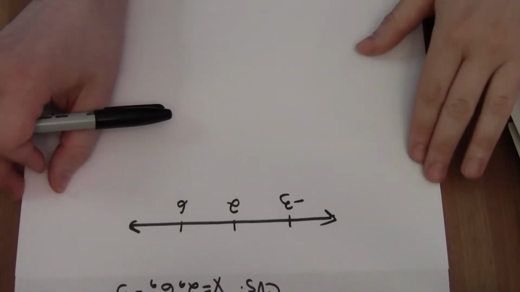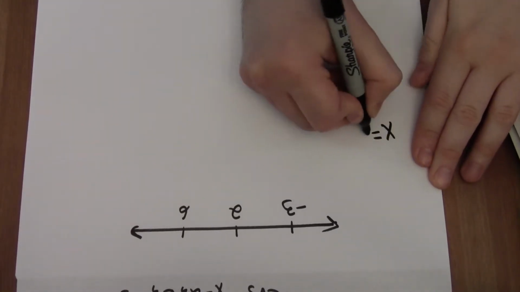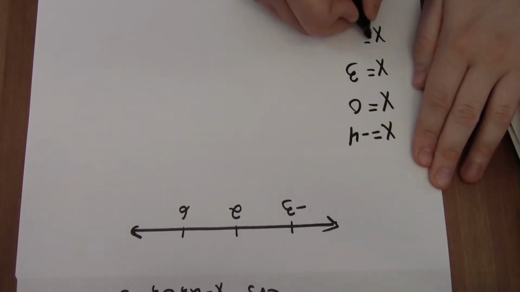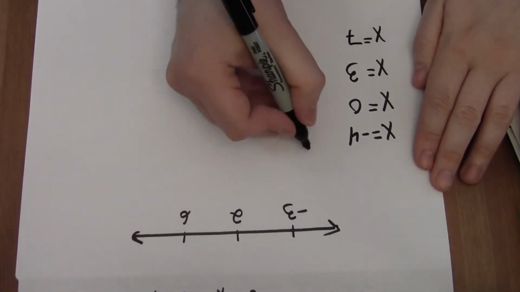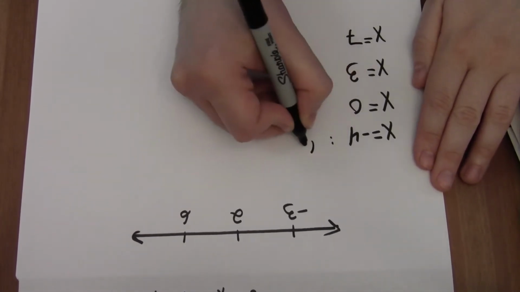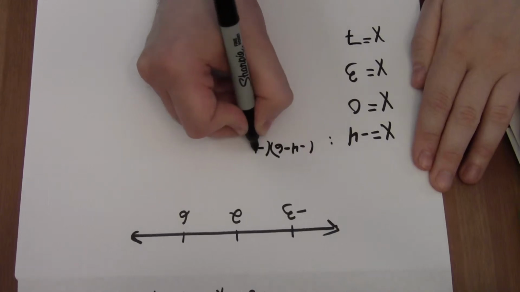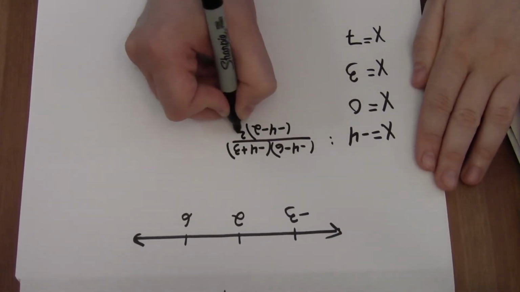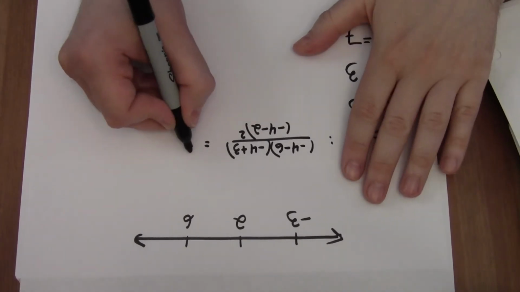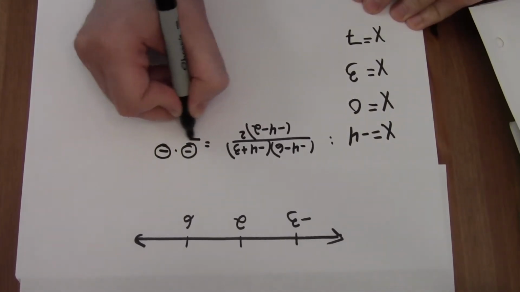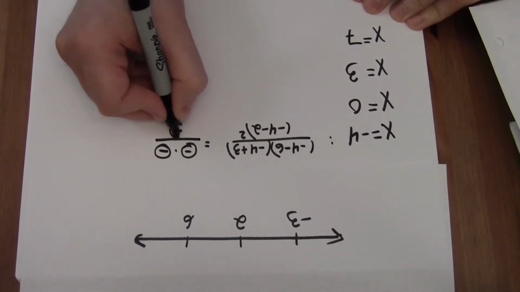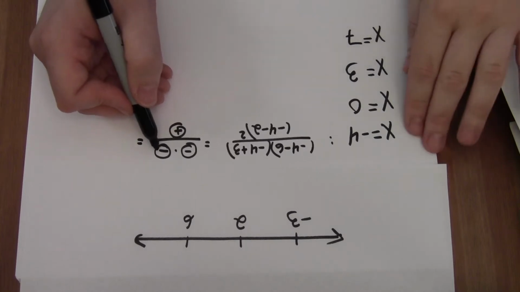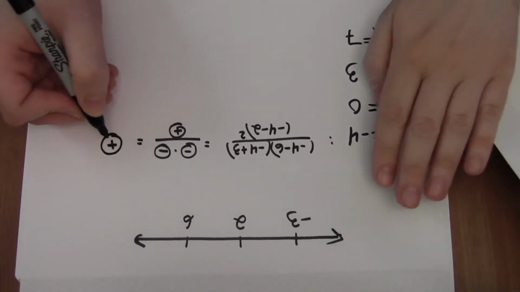For my test values, I'm going to plug in x equals -4, x equals 0, x equals 3, x equals 7. Plugging in -4, I'm going to get (-4 - 6)(-4 + 3) over (-4 - 2) squared. Well, this gives me a negative times negative, and realize that the denominator is always going to be positive because whatever you get, you're going to square, which will make it positive. Negative times negative is a positive, divided by a positive makes that first region positive.